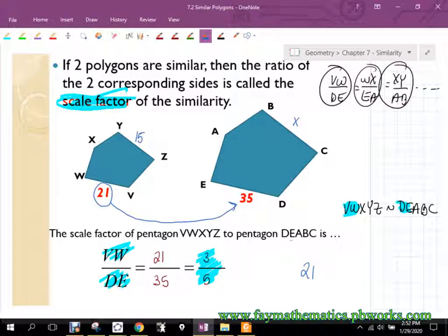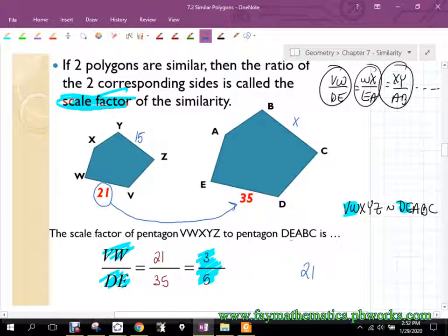Does that make sense? Well, if I just said my scale factor is 3/5, that's the tool that I'm going to use. That's what I'm going to multiply by. If I multiply by 3/5, what's that going to do to 21? It's going to shrink it. It's going to reduce it. So what should I multiply by instead? Multiply by 5/3, right? The reciprocal. Does that make sense, everybody?